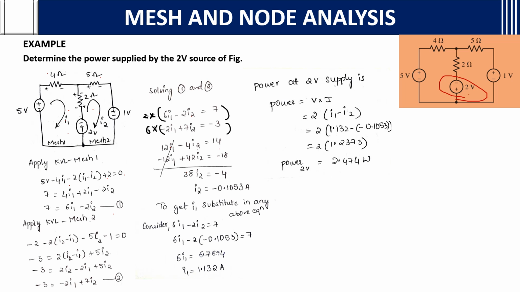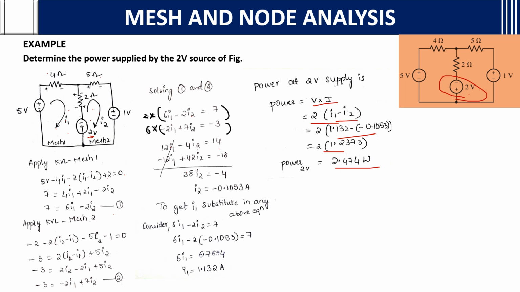Before that, we will see the power at the 2 volt supply, how we will do it. Power equals V into I. What power are they asking? The 2 volt source, which is in between this and this. Power supplied by the 2 volt source means voltage into I. V is 2 volts, and you want the current. The current passing through this is I1 minus I2. After doing I1 minus I2, what you will get? 2.474 watt.